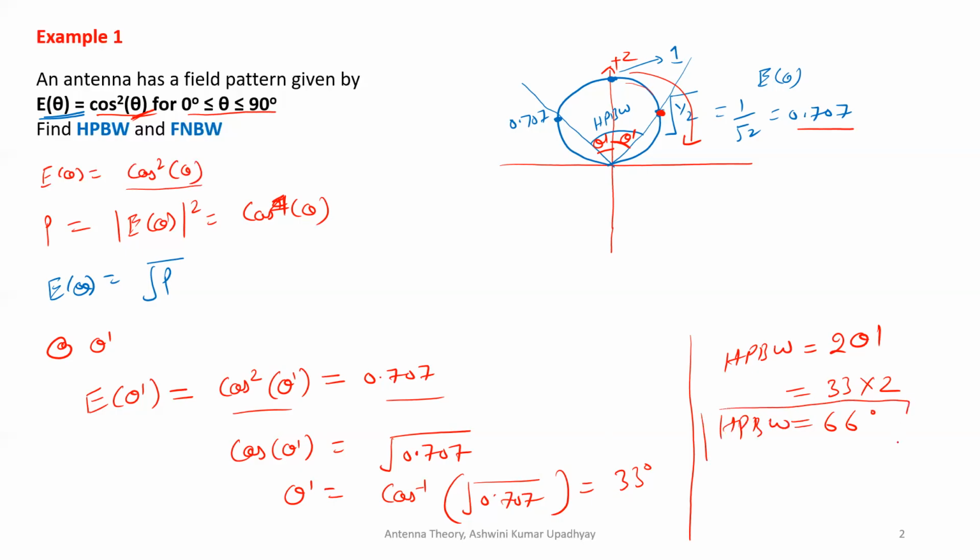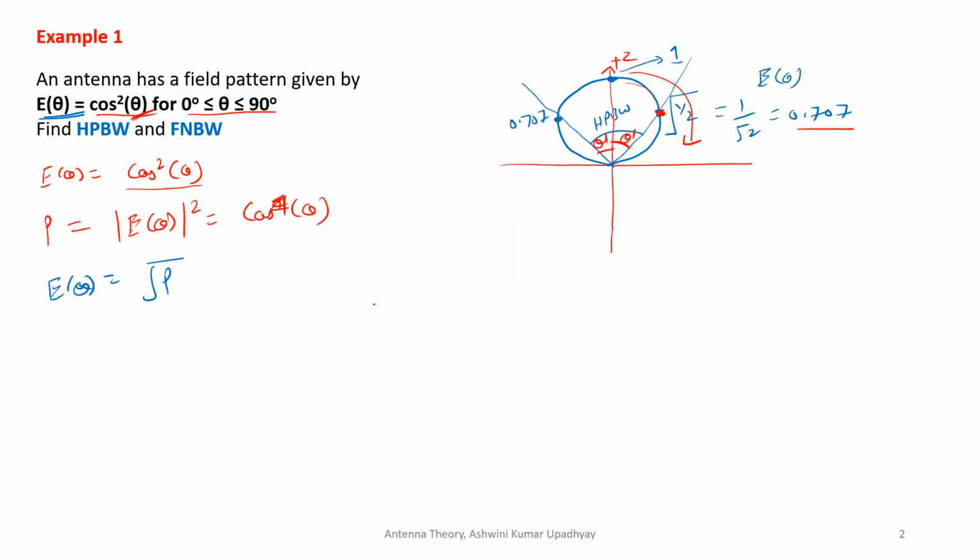So your half power beam width will be 66 degrees. Now let us talk about the beam width between first nulls. You know that the definition of beam width between first null, or FNBW, is the point where the power or the electric field strength in a radiation pattern becomes zero right next to the major lobe. So this is your major lobe, and right next to this major lobe at these points, your field strength or the radiation pattern power is going to be zero.